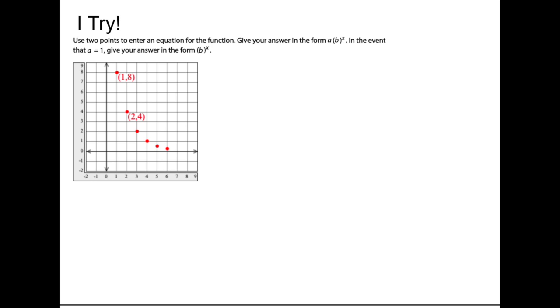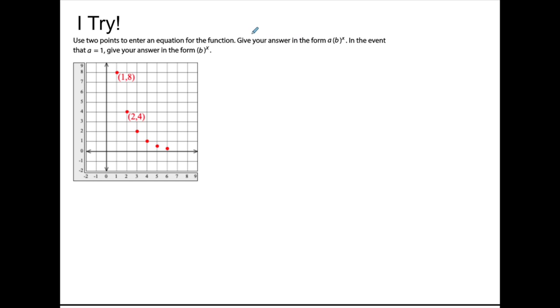Okay, so first, we're going to take a look at these kind of problems. Problems in which you may be given a graph and you might be asked to write an exponential function that goes with the graph. So first thing we might want to do is we might want to look at the numbers and ask ourselves a few questions. For example, what would we expect a to be? What would we expect b to be?